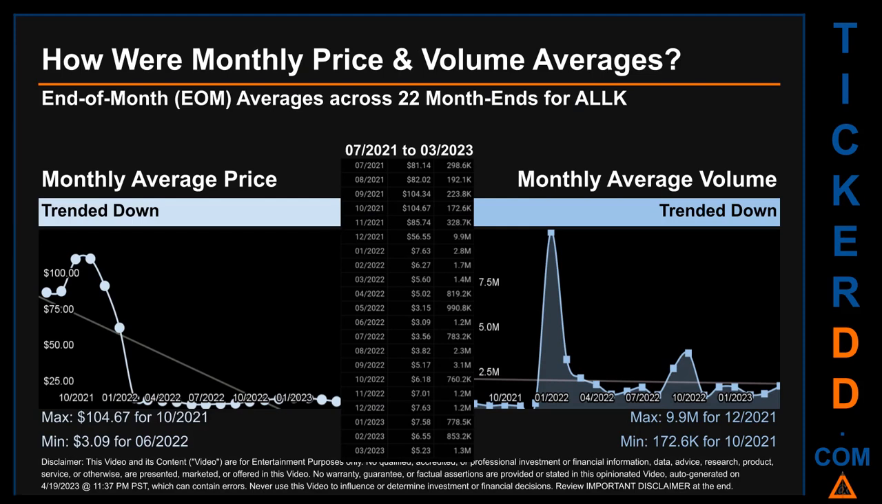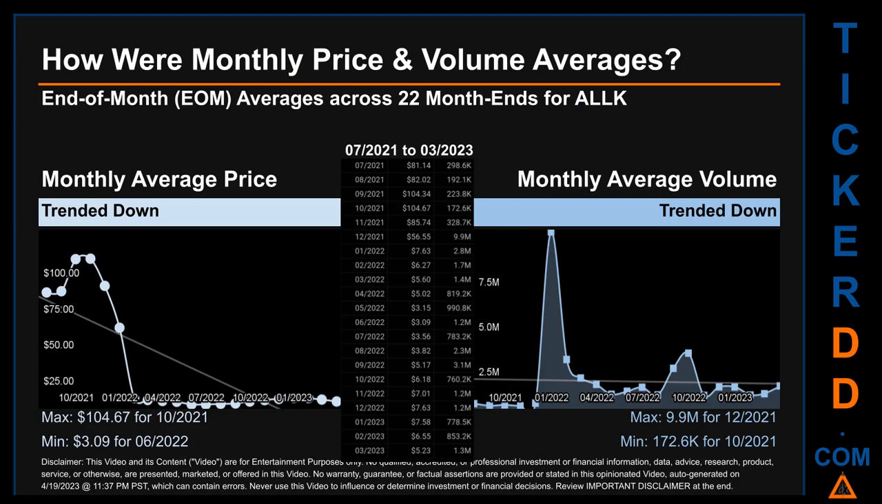How were price and volume averages for ALLK? Across 448 trading days, there were a total of 22 month ends, of which monthly averages for daily price and volume were calculated. Overall, monthly price average trended down while monthly volume average trended down. The maximum end-of-month average price was $104.67 for 10/2021, while the minimum was $3.09 for 06/2022.